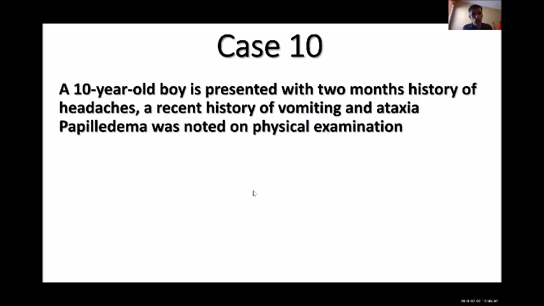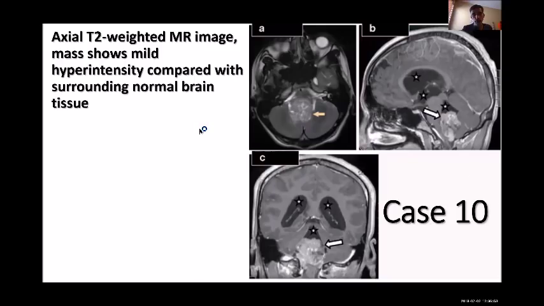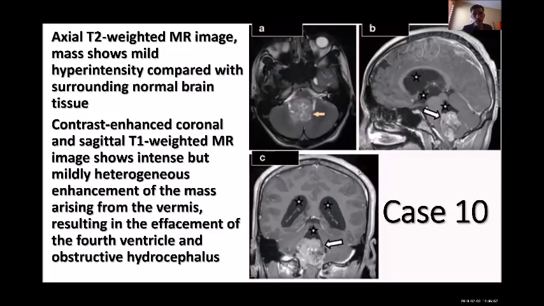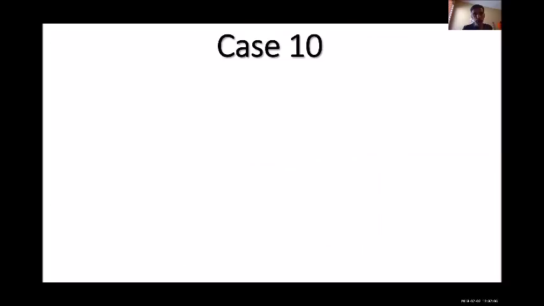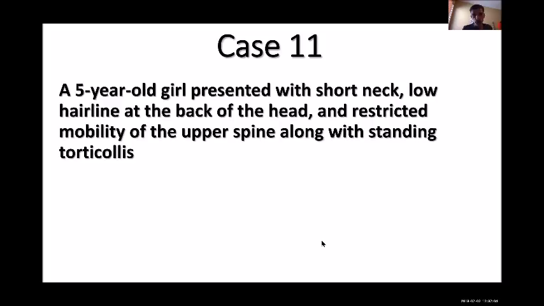Okay, 10-year-old boy presented with 2 months history of headache, a recent history of vomiting, ataxia, papilledema, and was seen on the exam. Okay. And I think I'll leave this case. I think I did something wrong. Okay, let's go to number 11.